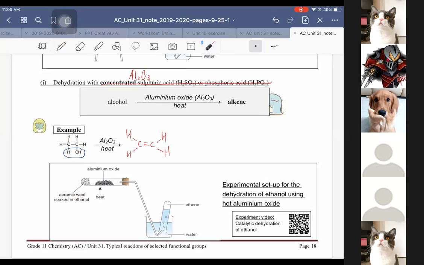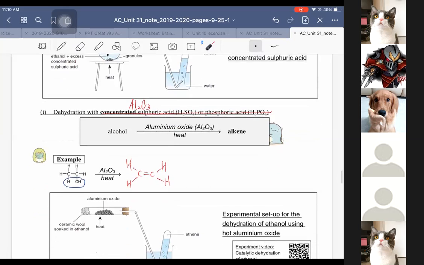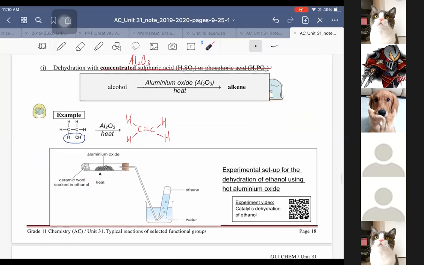Since here we have a solid as a catalyst, if we still use the previous setup, the ethanol would not be effectively in contact with the solid, and it would just escape the system because it has a pretty low boiling point, below 100. So in order to have efficient contact with the catalyst, we use this kind of setup.